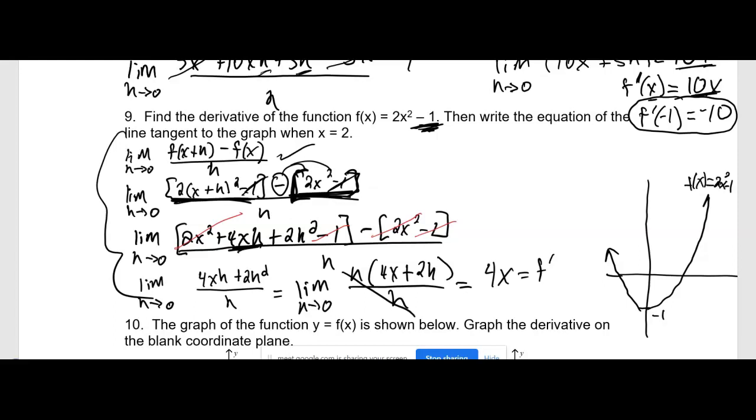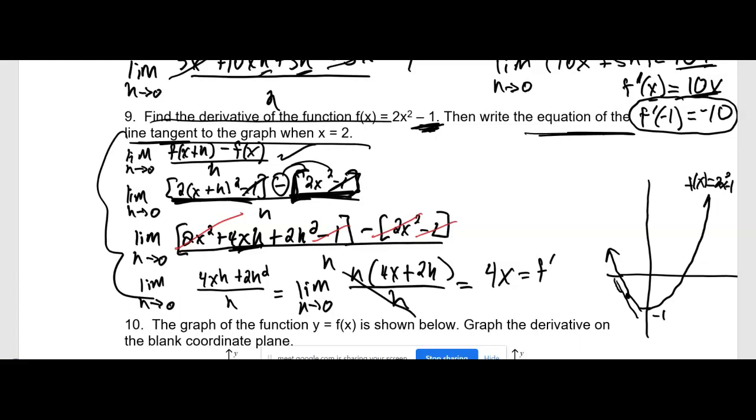What I'm now asking you to do, so that's our first sentence. The second sentence is now write the equation of the line tangent to our curve at x equals 2. So there's a lot of lines tangent. I could come over here and draw a line tangent if I wanted. I could draw a line tangent right here if we wanted.